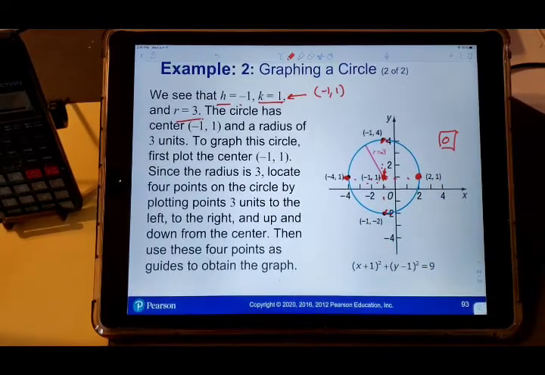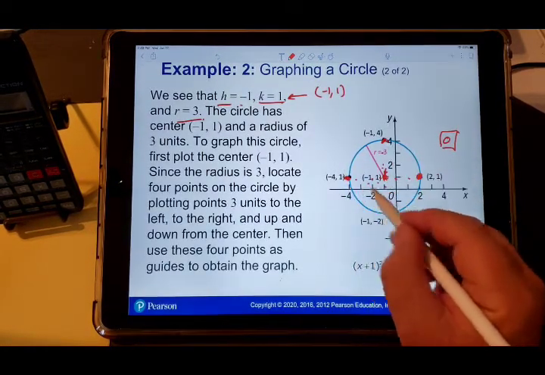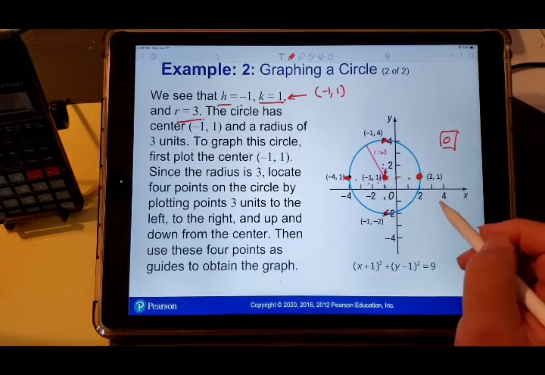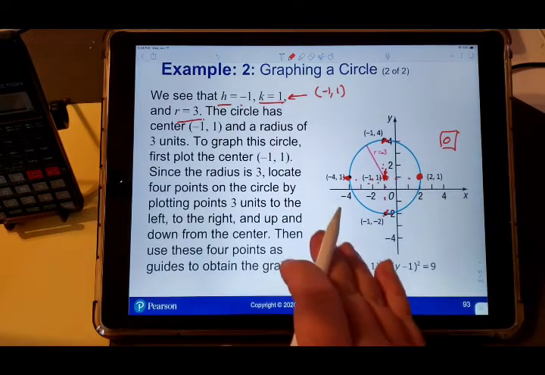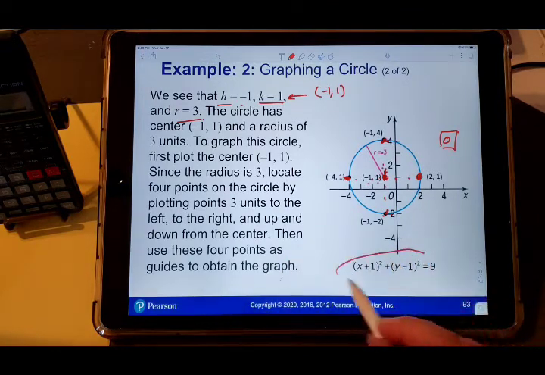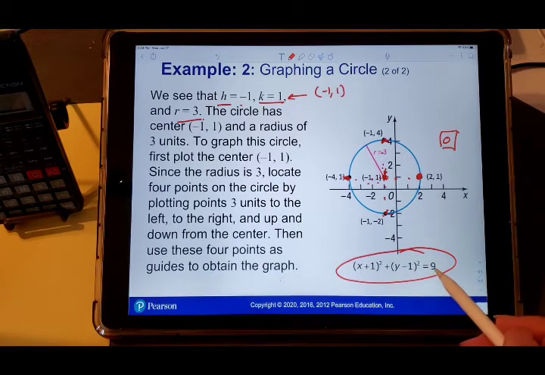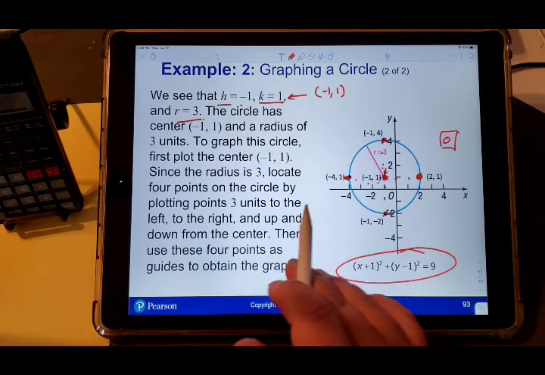But if you're doing this by hand, it sometimes takes a little steadiness and practice to go through 4 points with a good circle. But all right, that was graphing a circle. We were given the equation. It didn't even say it was a circle. We were given an equation, we recognized the shape, and we used it.